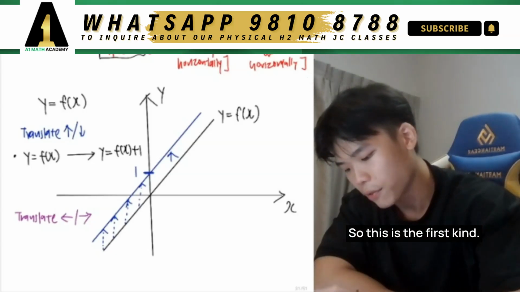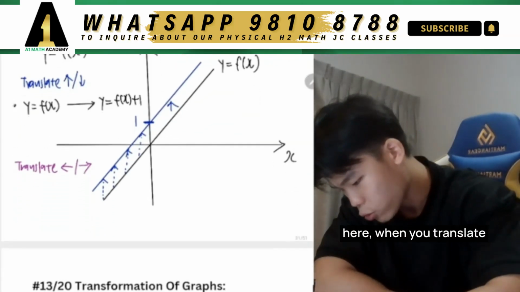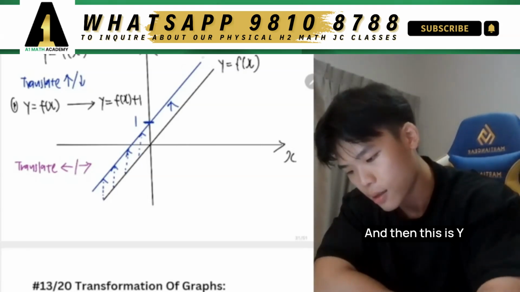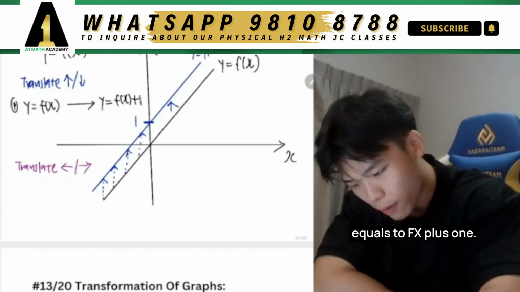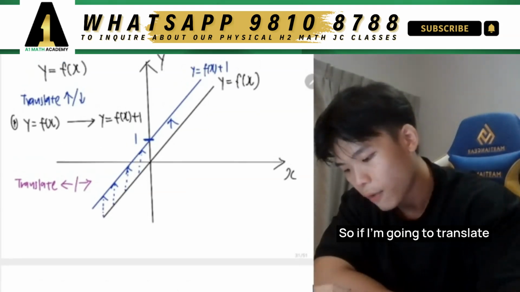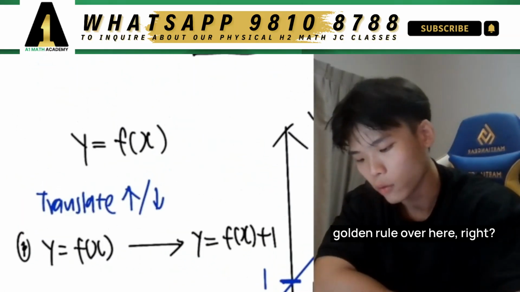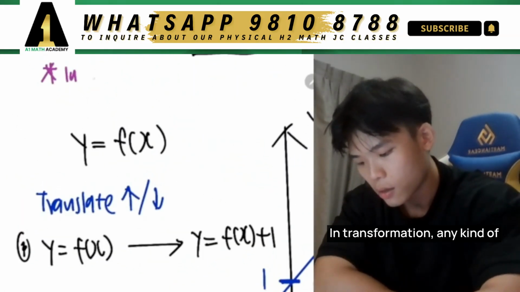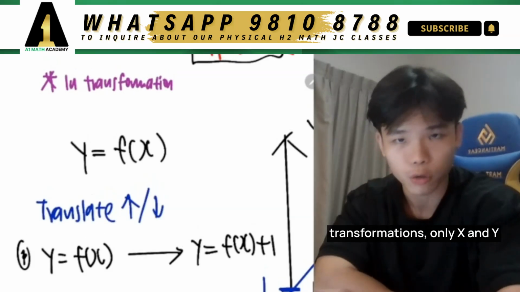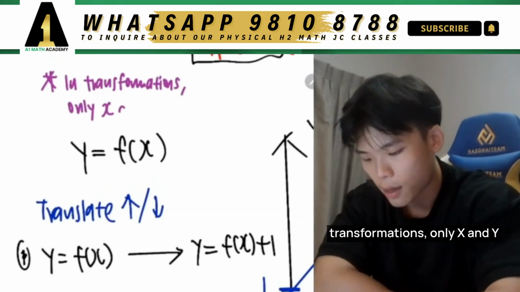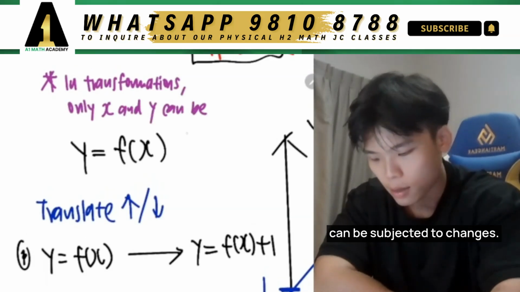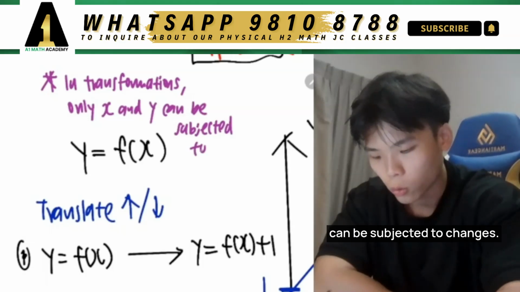So this is the first kind. I'm just going to write it here, where you translate it upwards, right? And then this is y equals f(x) plus 1. So if I'm going to translate it this way, then what change must happen? I want you to remember a golden rule over here, right? In transformation, any kind of transformations, only x and y can be subjected to changes.